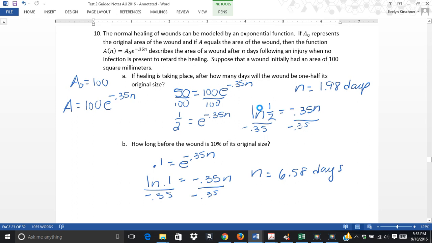Now you're wondering maybe, if I have this negative here, how come everything came out positive? Well, remember what the log looks like, right? When the argument is less than 1, it's a negative number. So when it's a fraction, it's a negative number. So when my argument is a fraction less than 1, it's a negative number. So I have a negative divided by a negative, and that's a positive.